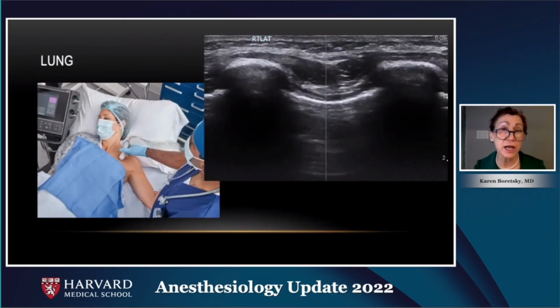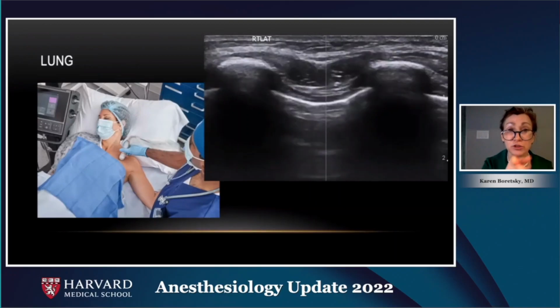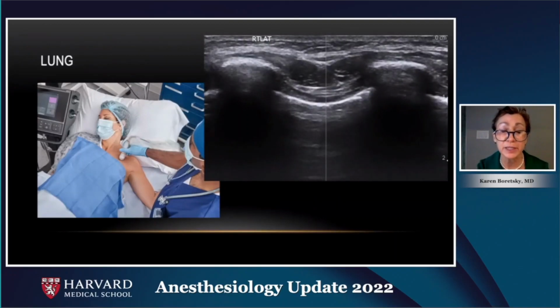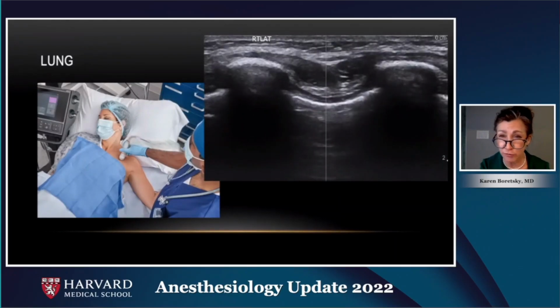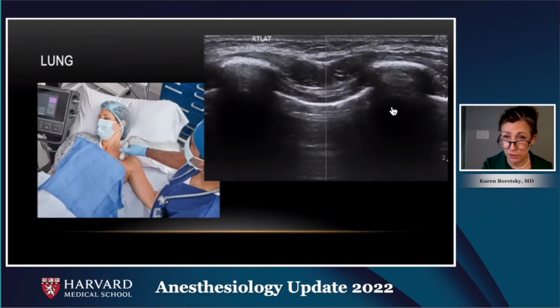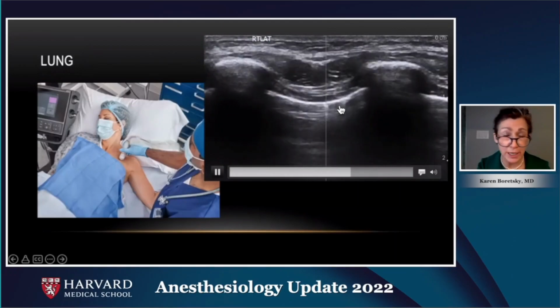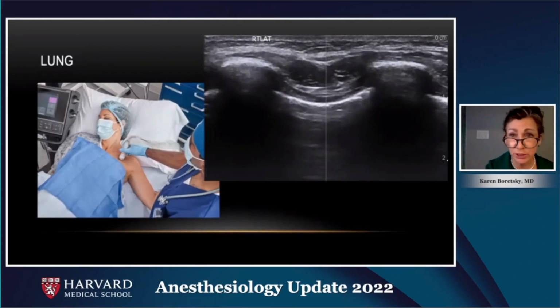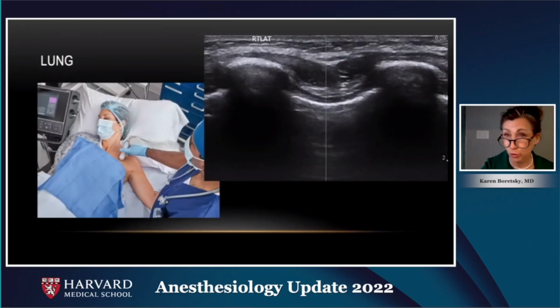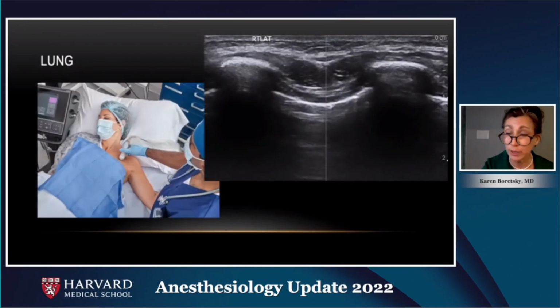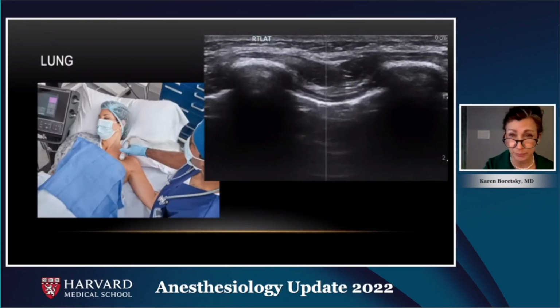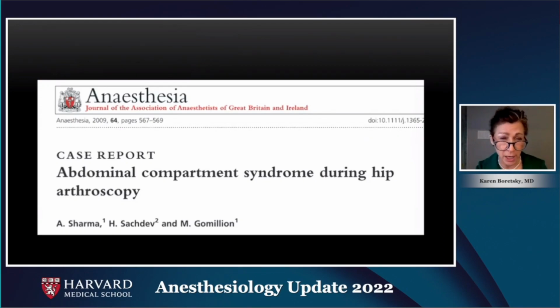On this slide, I'm just demonstrating the transducer in an apical position over the lung. And right here, the moving line is the pleura. So it's obvious in this patient that there is no pneumothorax, and if there is hemodynamic compromise, something else would be implicated.